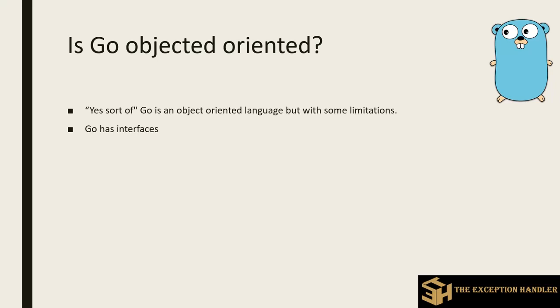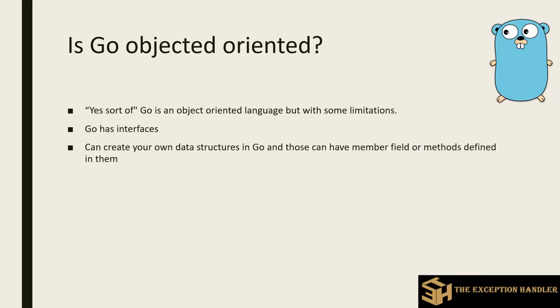If you come from a coding background like C Sharp, Java, or C++, you might be well aware of the interface concept. But don't worry if you are new to object-oriented concepts. We'll be discussing this interface in a later part of our tutorial. Next thing that is very important in Go, and is a part of object-oriented concept, is you can create your own data structures, and those data structures can have member fields and member methods defined in them. These data structures are very similar to classes in other languages, but with some known limitations. These known limitations we'll be covering in the next slide.